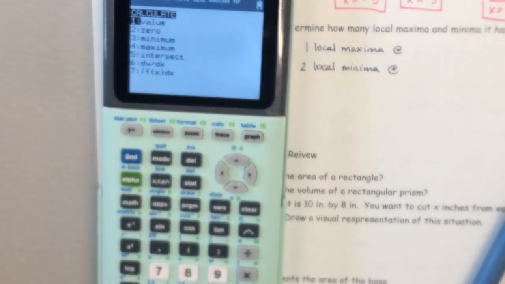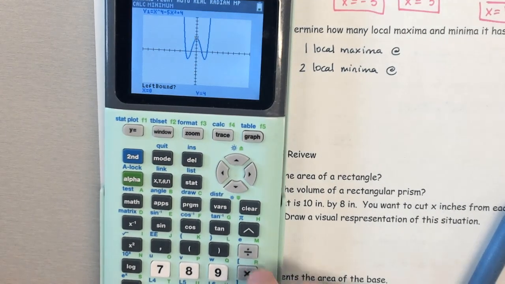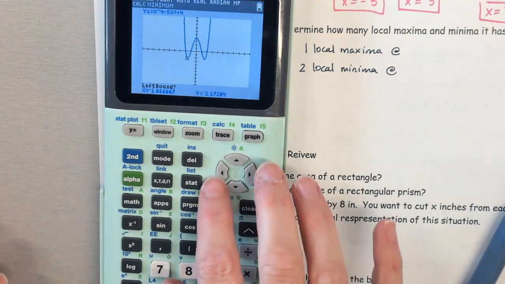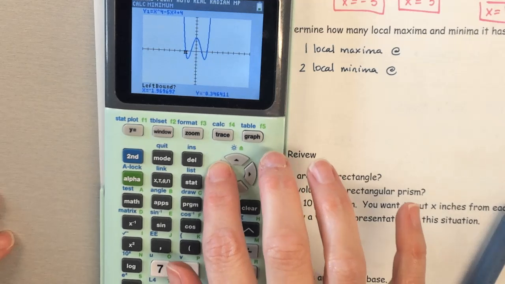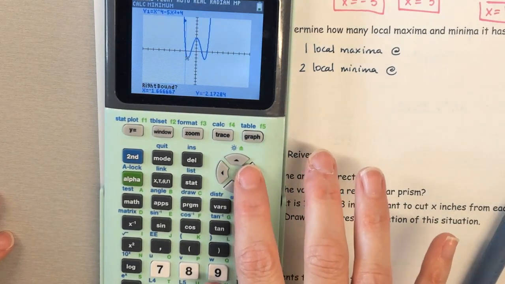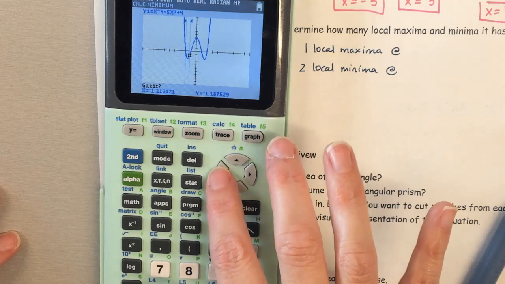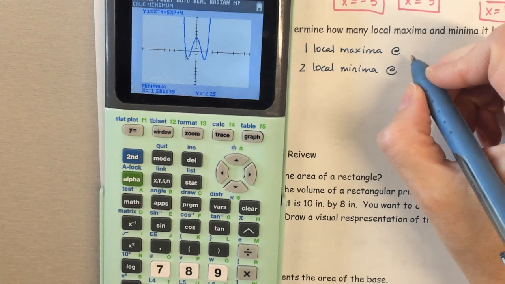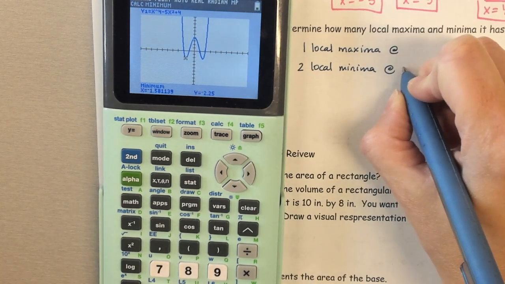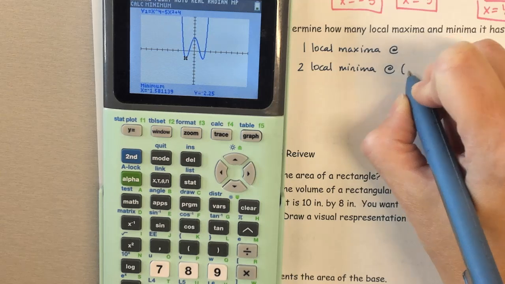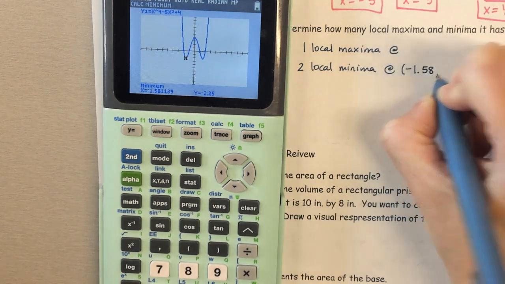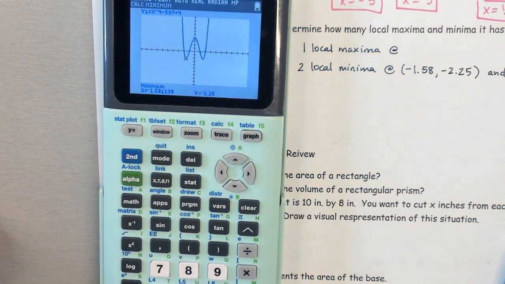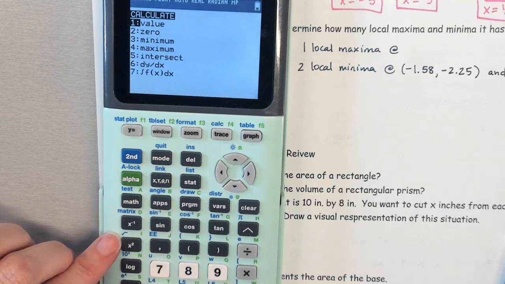Okay, so we're going to go to second calc, and it doesn't matter which one you find first. You are trying to tell it to look in between 2 values. So I always try to get right on that minimum, and then I just arrow 1 or 2 to the left, go back to the center, 2 to the right, and then you can make your guess. For this one, they do want you to write your minima as a point, and it says to round to the nearest hundredth. So 1.58, negative 2.25.